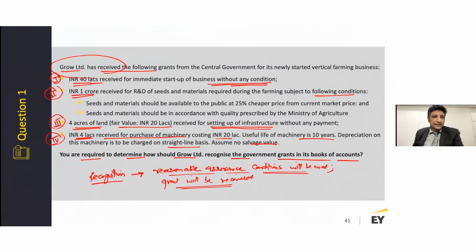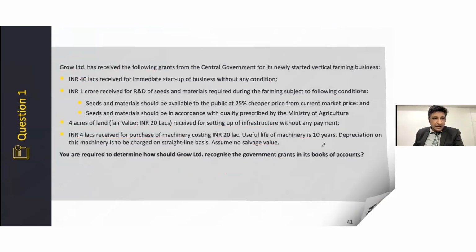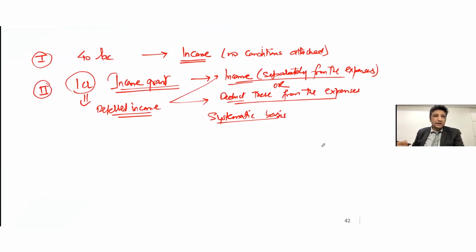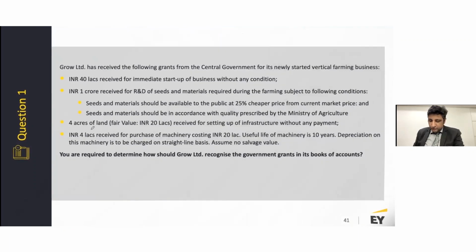All right. Now, the grant three, which is a grant received in kind. So the government has given you 4 acres of land, which is a fair value of 20 lakh rupees. Now, how do we classify that? So we are saying that this is my grant three of what is the value? It's 20 lakh rupees.